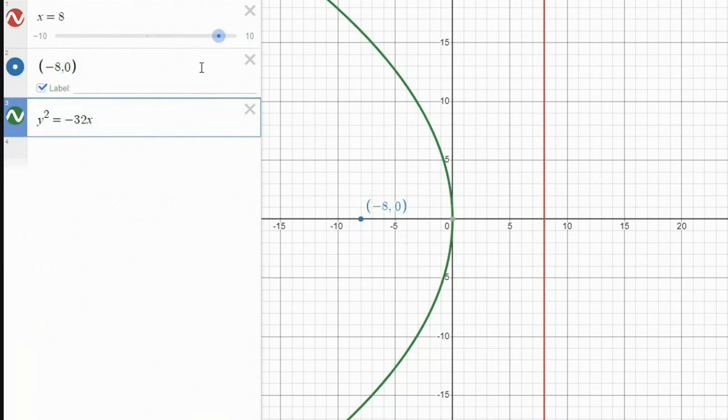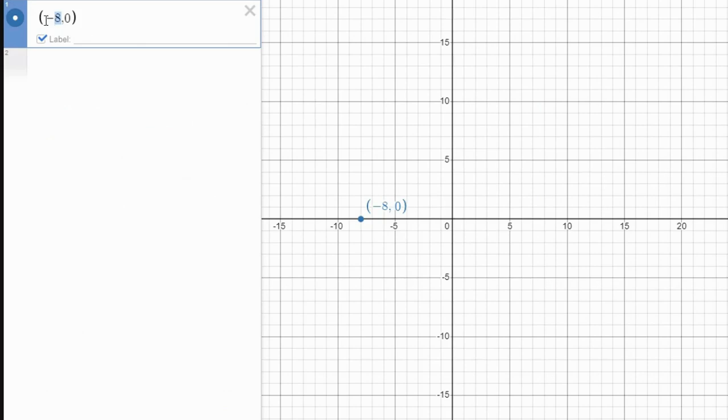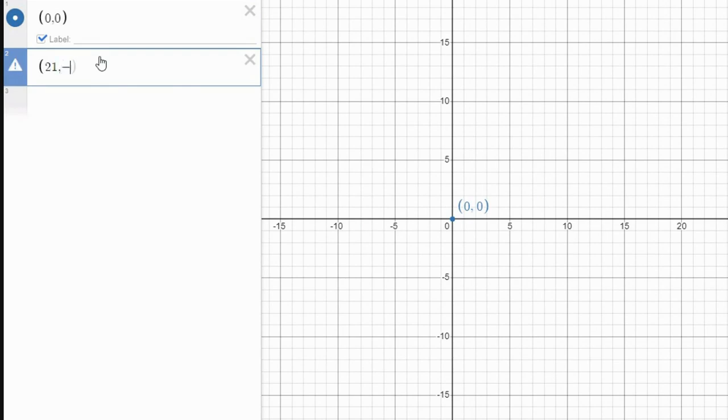Let's see, was this the, no, we're doing a different one. It's not this one. The vertex is at (0, 0). Vertex is (0, 0), and we know that it has to go through the point (21, -84).